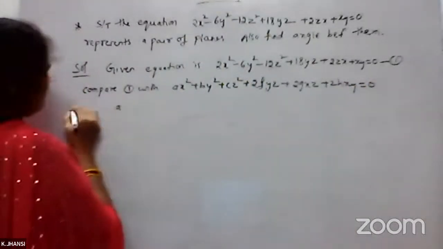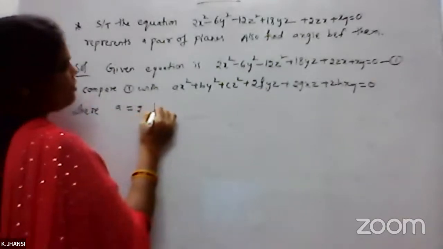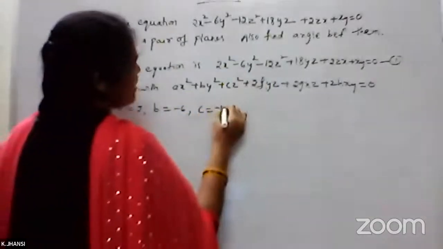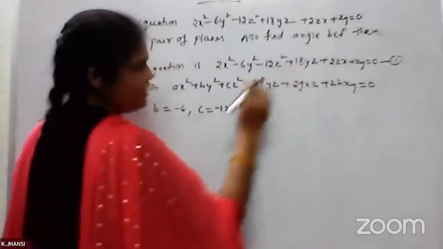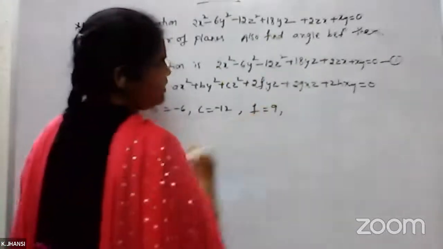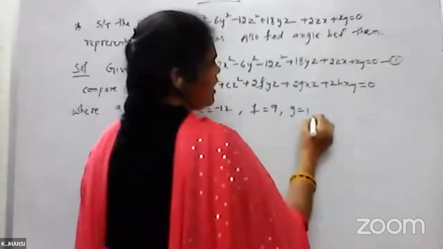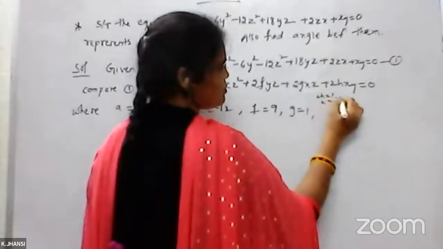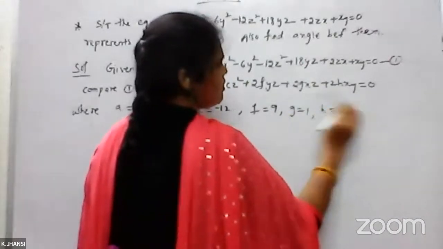When you compare with this equation, you will get a equals 2, b equals minus 6, c equals minus 12, and here 2f equals 18, which means f equals 9. Next, 2g equals 2, which means g equals 1. And 2h equals 1, which means h equals 1 by 2.